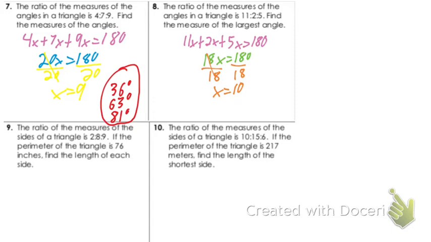Well, I found both. What's the largest angle? Which one is it going to be, the 11, the 2, or the 5? The 11. Probably the 11, right? The biggest number. So 11 times 10 is? 110 degrees. That's your answer.